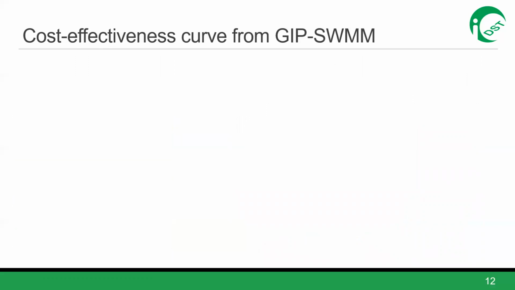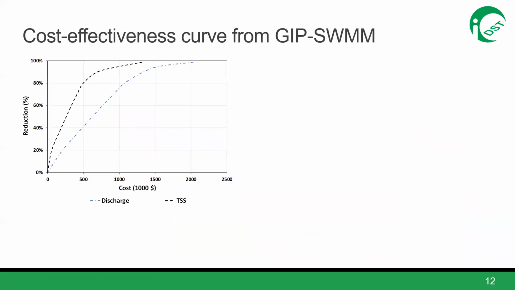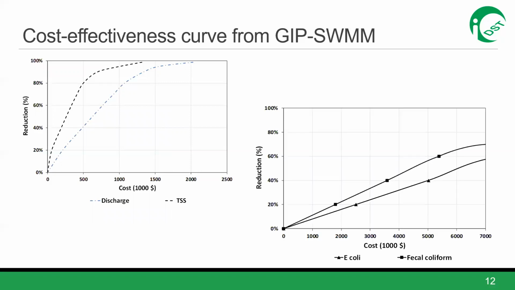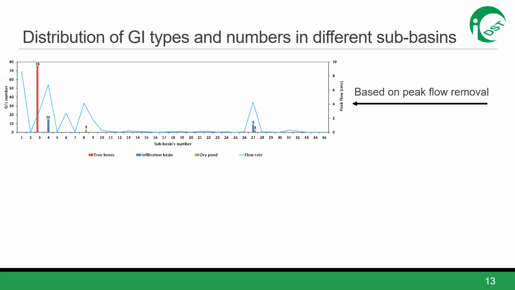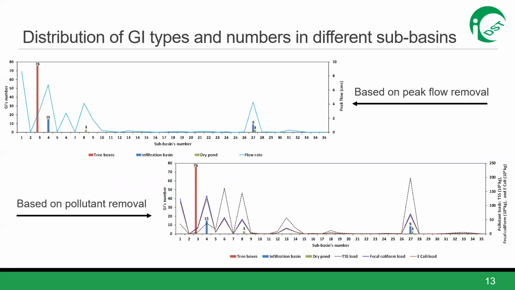We have some outputs from GIP-SWMM. Here is the discharge and TSS removal based on the cost, and we also have the two types of bacteria, E. coli and fecal coliform, reduction based on the cost. We also have the distribution of the green infrastructures and their numbers in different sub-basins. For example, for a sub-basin with higher peak flow, the tool prefers to place the GI in those sub-basins. It is the same scenario for pollutant removal.